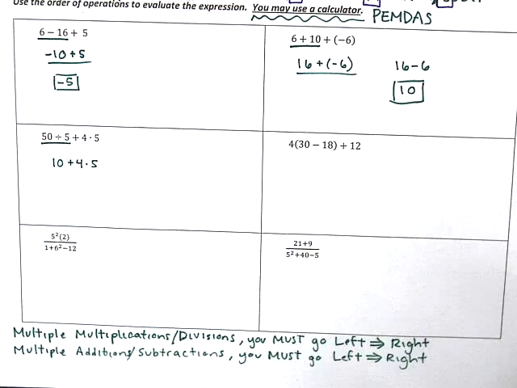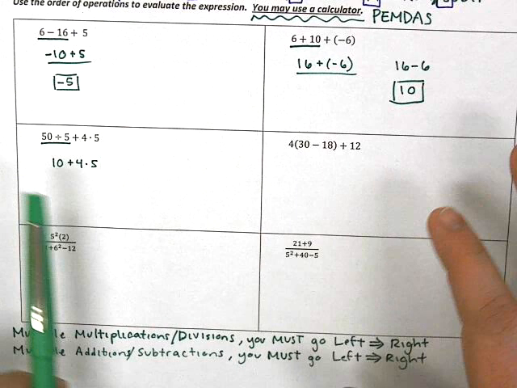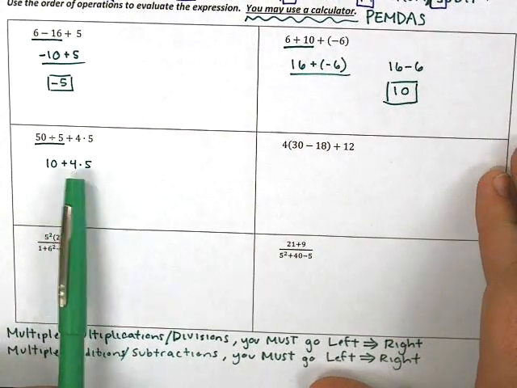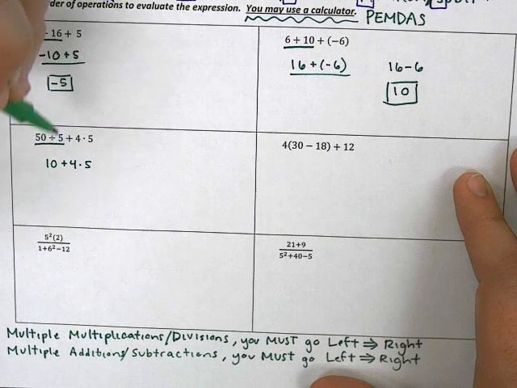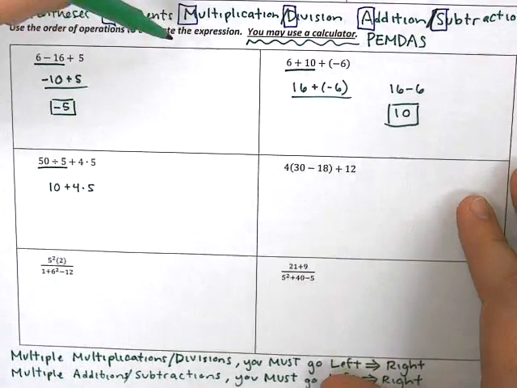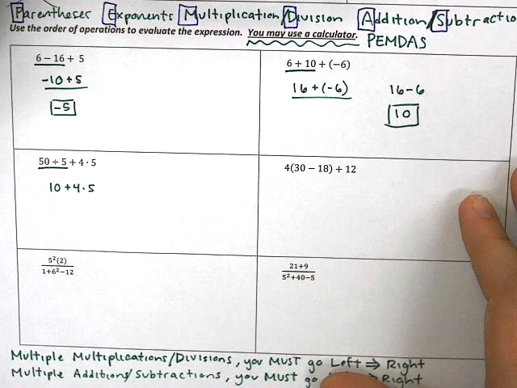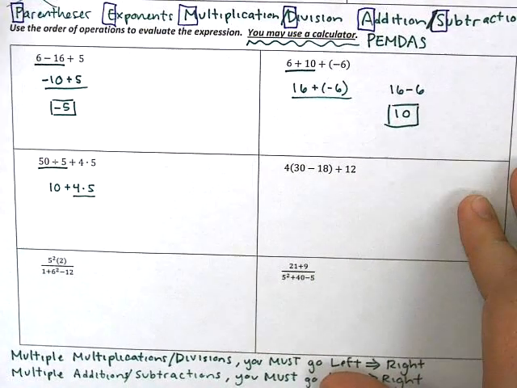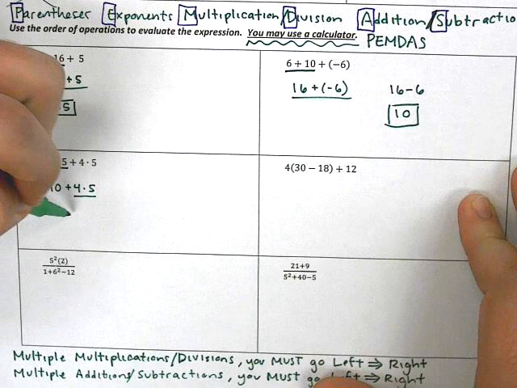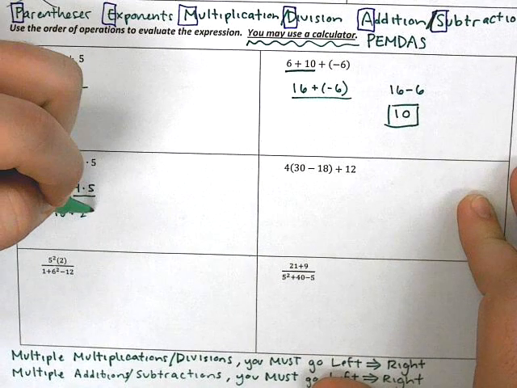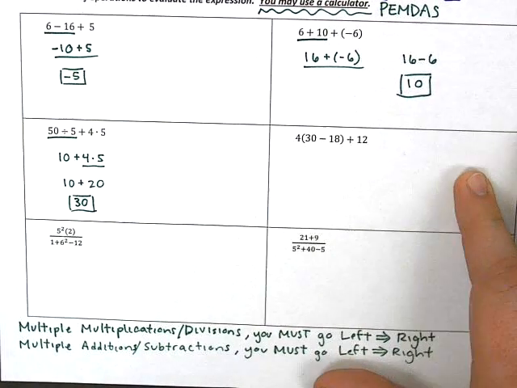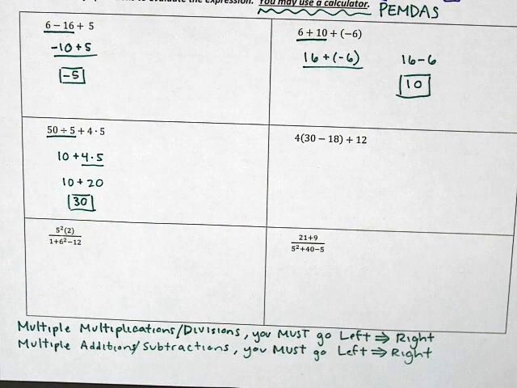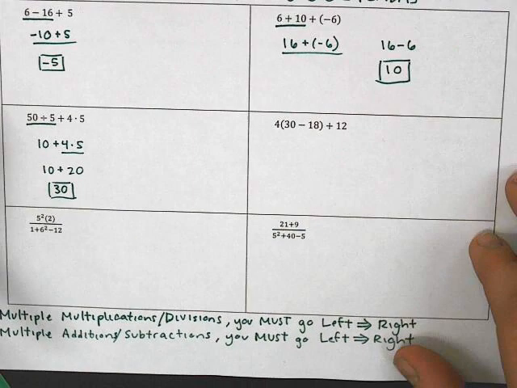Now, be very, very careful. Can we still just go left to right? Can we do addition before multiplication? Absolutely not. Okay? So this is where you need to remember that multiplication comes before addition. So I need to do 4 times 5 first. So 4 times 5 is 20, and now I have a nice, easy addition problem to finish. Okay? So we got an answer of 30. All right. Let's keep going.